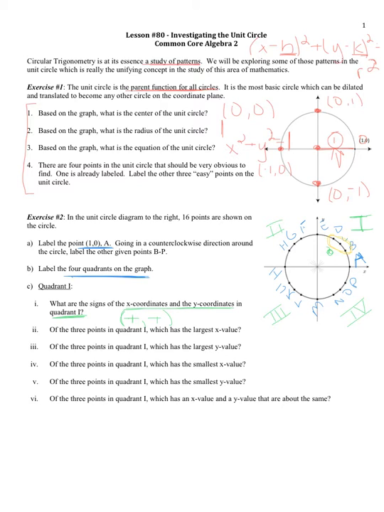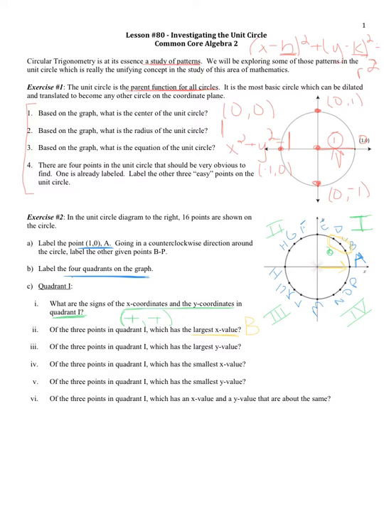We don't include A and E basically because those points are on the quadrant line, so they're not technically in quadrant 1. So of the 3 points, which has the largest x value? If I look at my points, the one that goes the furthest over is B, so that's how I'm going to answer that one.